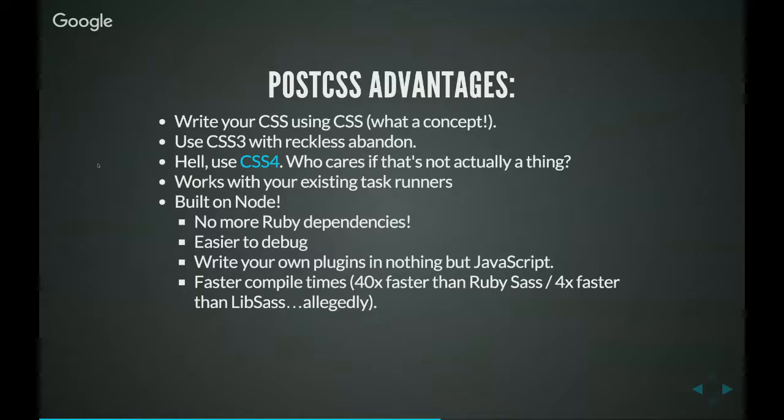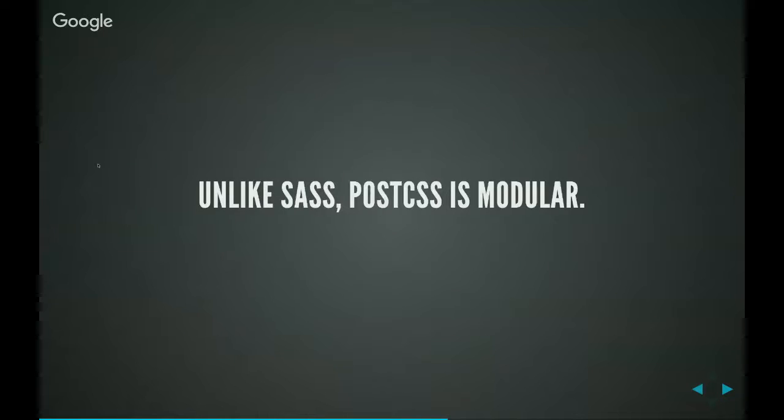Arguably, it's much faster in terms of compile times. I say allegedly here because a lot of these stats are actually coming from the creator of PostCSS, and while I don't want to say he's not accurate, take it with a little grain of salt there. He says that PostCSS compiles 40 times faster than Ruby and 4 times faster than libsass. I can't back up those stats, but I would say it is noticeably faster than my Ruby Sass experience in the past. And there's countless plugins. And I want to talk on that just a minute. Unlike Sass, PostCSS is written very modularly.